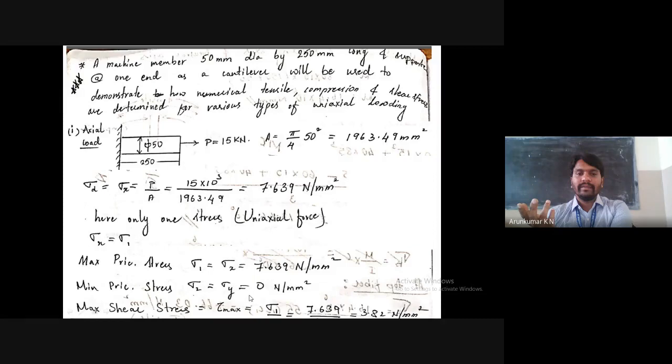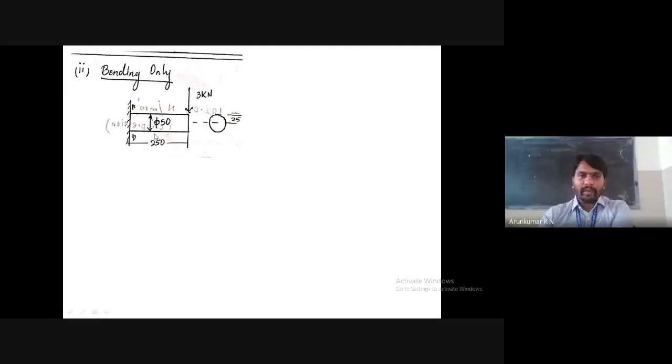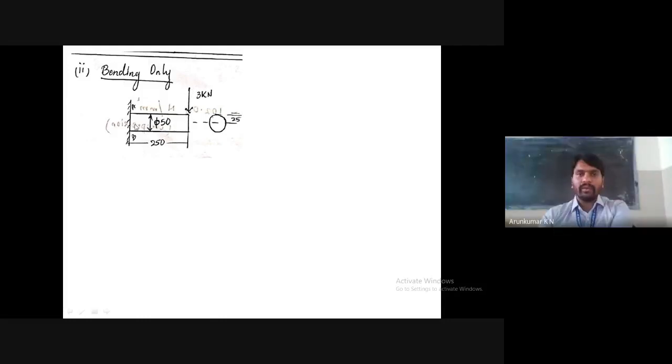Look at this. Same cross section, same length. Instead of axial load, what type of load is given? Transverse load. Clear? Bending load. Yeah, bending load. Good. When it is subjected to transverse load, it undergoes bending. Just like this. Look at this. If I apply the load, the bending will occur.